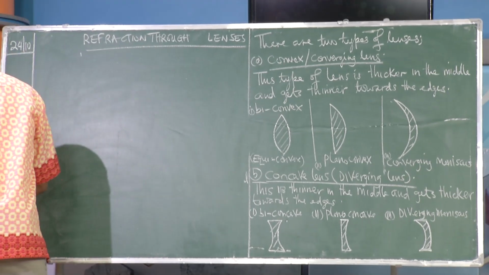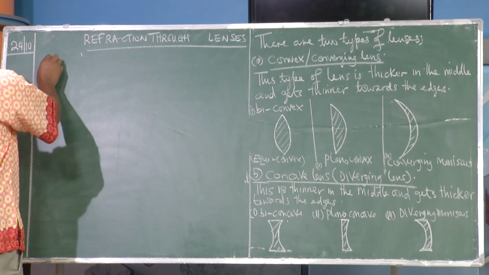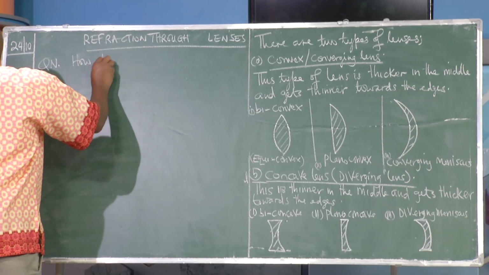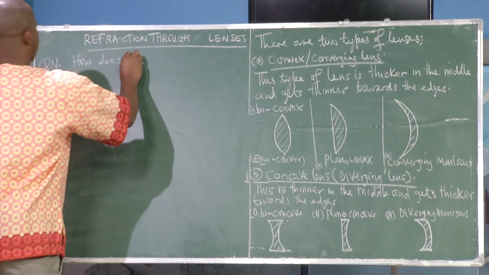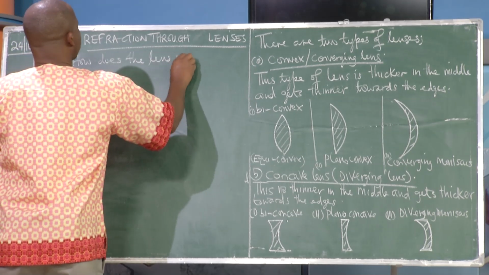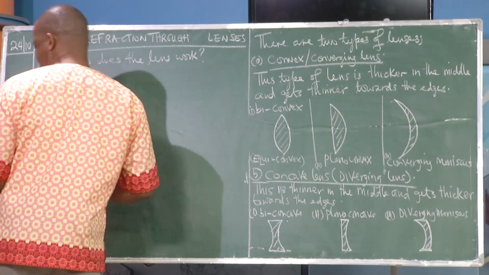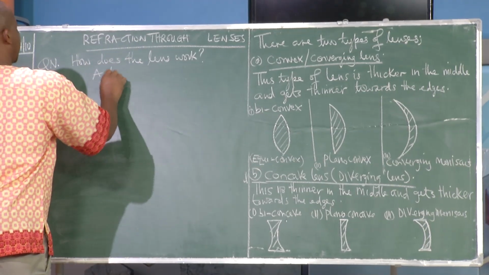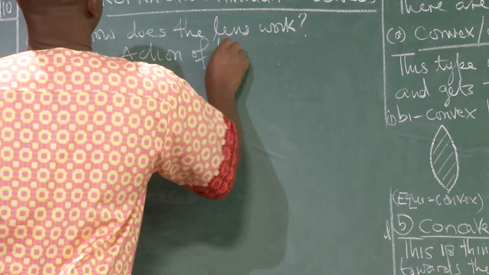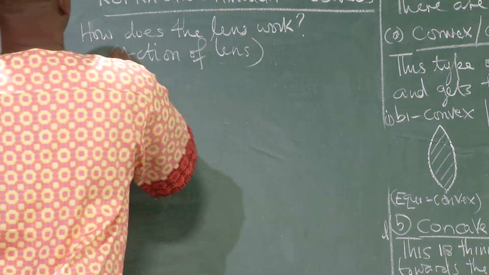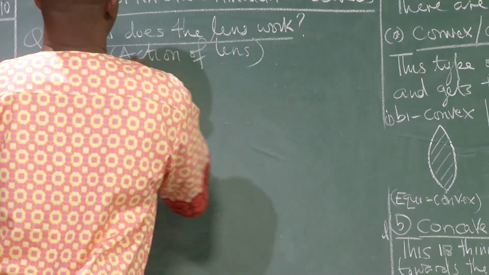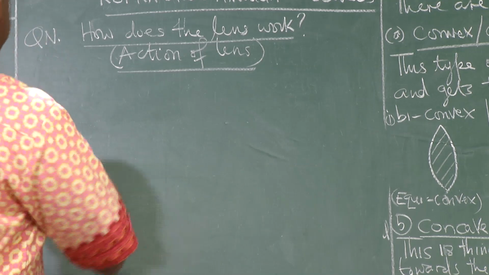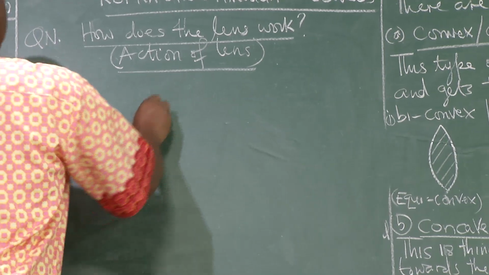We proceed with our lesson, and this time we are going to look at how the lens works. If someone asks you how the lens works, they are actually looking at the action of the lens. There are two types of lenses, remember. We shall look at how they work.